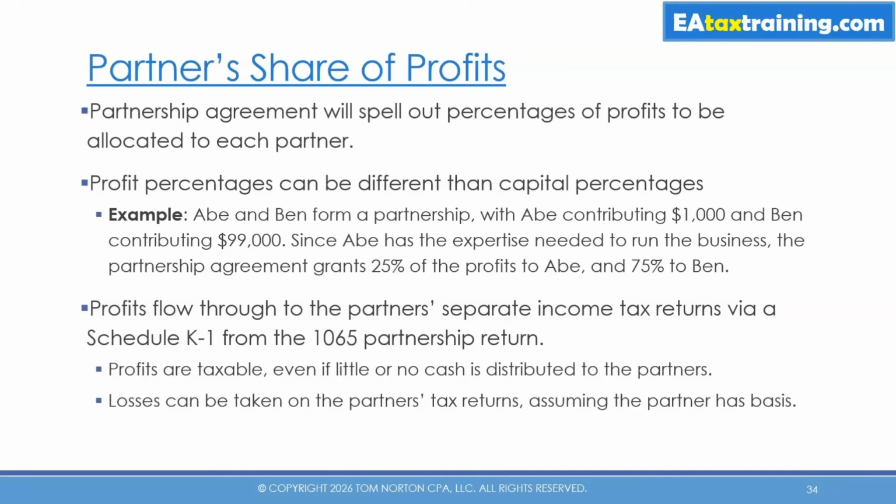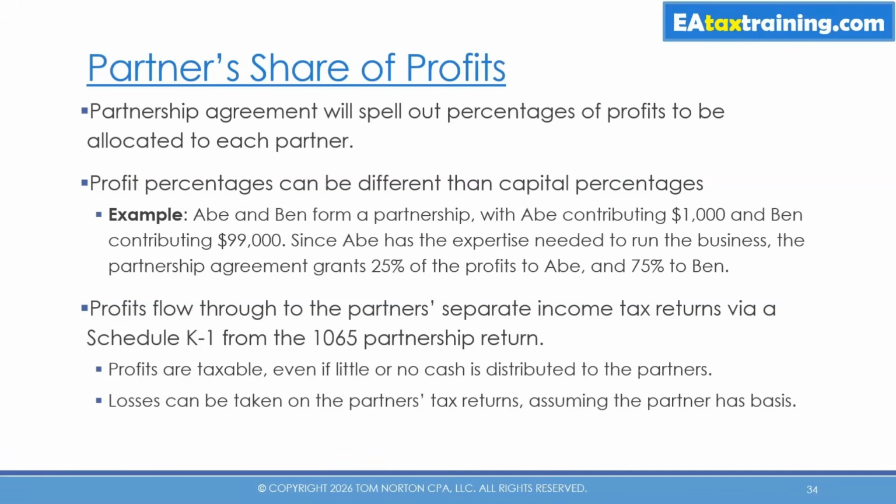This type of split is not allowed in an S corporation. If you're a 1% equity owner of the S corporation, you're going to get 1% of the profits or losses from that S corp. It cannot be different. So one of the advantages of the partnership over the S corp is you have the flexibility to have these types of arrangements. But whatever those profit and loss percentages are, the profits will flow through to the partner's separate tax returns, as we said, on a Schedule K1.